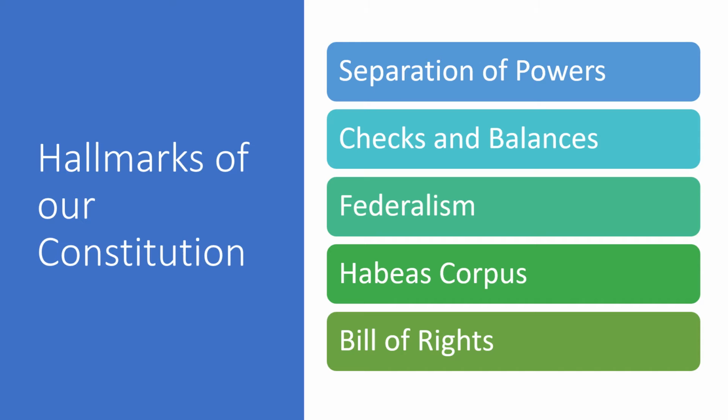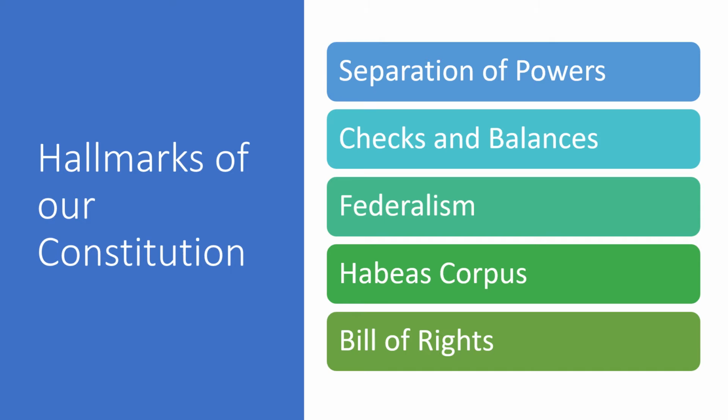Now, once we make it clear why we are establishing a constitution, now we need to actually look at what some of the hallmarks, or some of the big important pieces of our constitution, are. What are some of the parts of it that make it unique and that make it work, actually? And so the first thing we need to talk about is this concept called separation of powers.